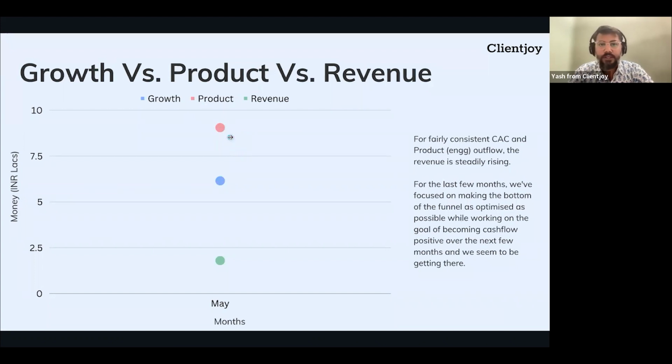For growth, which is our ad spends, our SEO, social media content, and the salaries for the people working in the growth and marketing teams, we are spending somewhere close to about 6 odd lakhs every month. And the revenue for the month of May was somewhere around 2 lakhs. At the time we didn't know, but now we know, with the benefit of hindsight, that this was the start of product market fit.